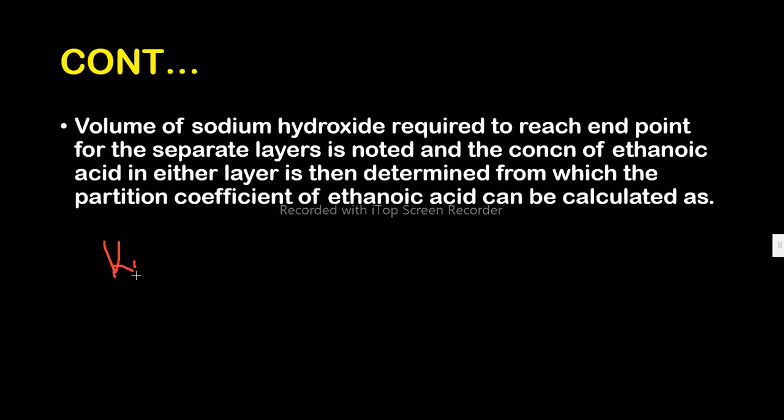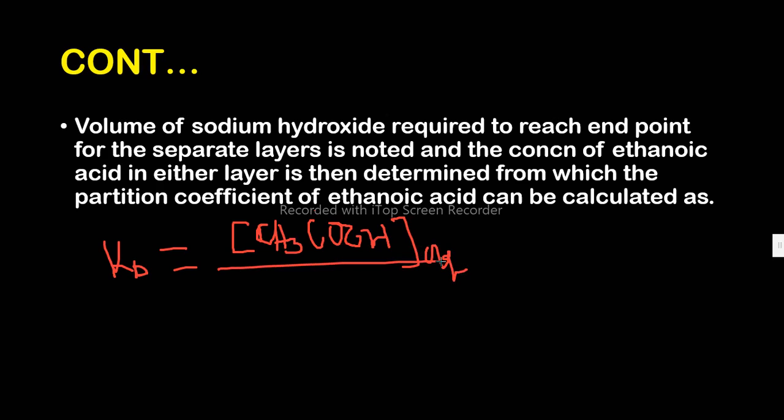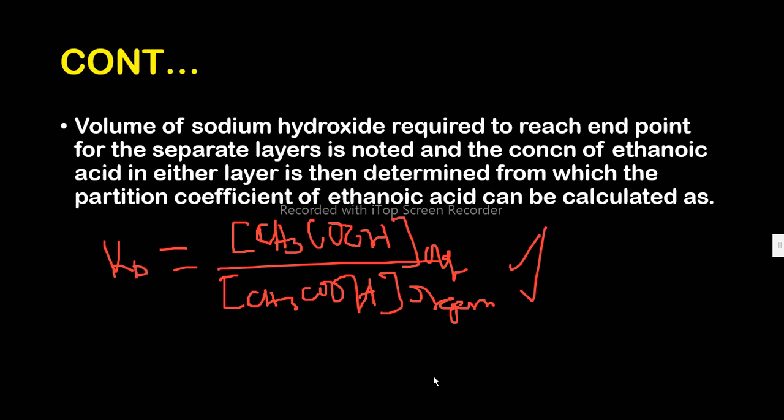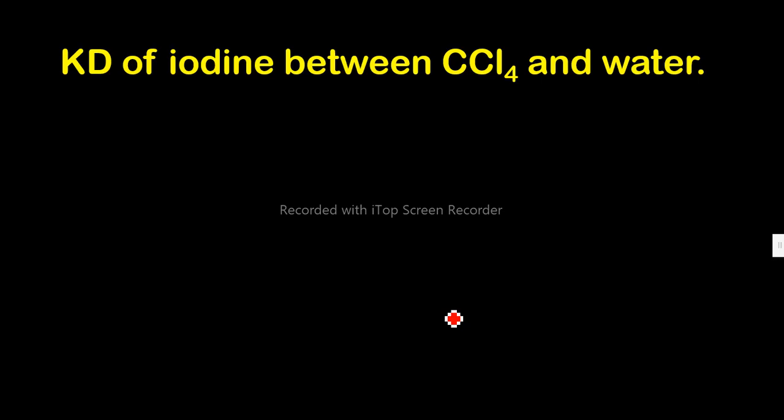From it, it is going to be the concentration. We have already discussed this work, guys. So the concentration of ethanoic acid in the aqueous layer divided by the concentration of ethanoic acid in the organic layer. So from this you can find the Kd. So that's how simple, that's how cool this calculation is.